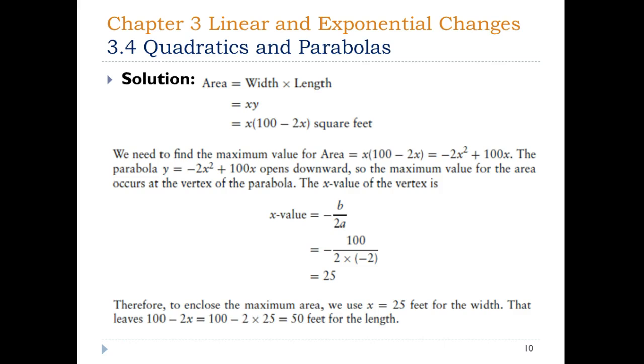Therefore, to enclose the maximum area, we use x equals 25 feet for the width. That leaves 100 minus 2x, or 100 minus 2 times 25, equals 50 feet for the length.